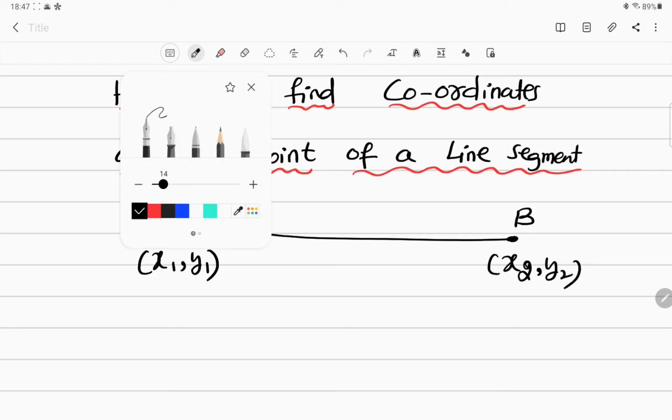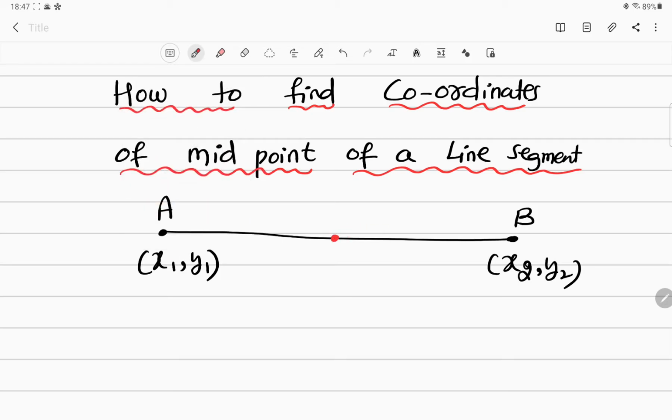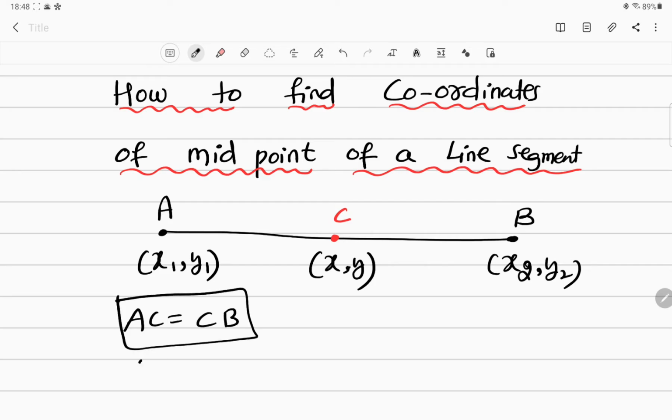It must have a midpoint. Here is the midpoint, let me call this C. So what are the coordinates of this midpoint? Let me take them generally as x comma y. What do you mean by midpoint? The midpoint means AC is equal to CB. So the ratio of AC to CB is 1:1. They are the same.